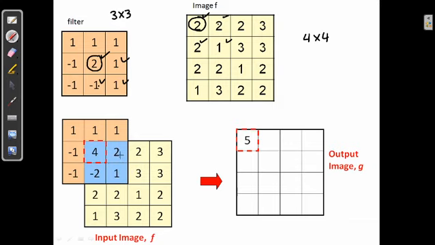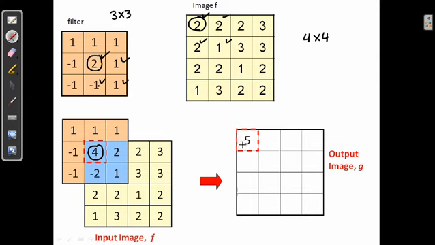Now what we need to do is add the values which you have got: 4 plus 2 plus minus 2 plus 1. So the result is 5. Since you are processing the first location, that is this location, you need to store the result in this location. So the result is 5.